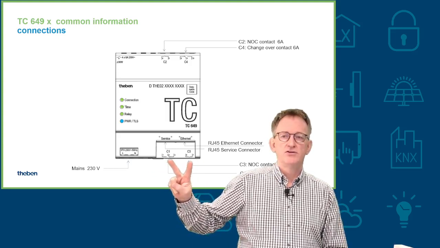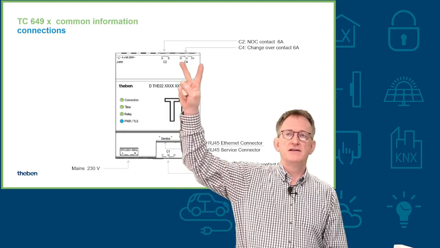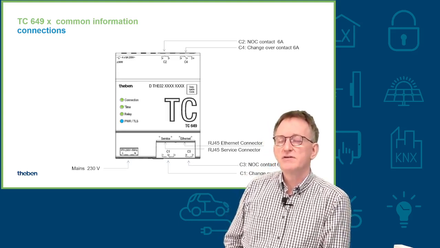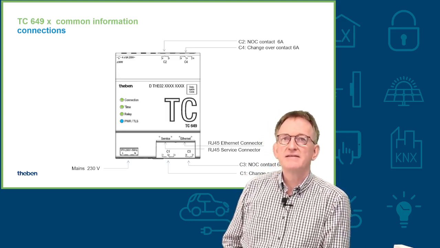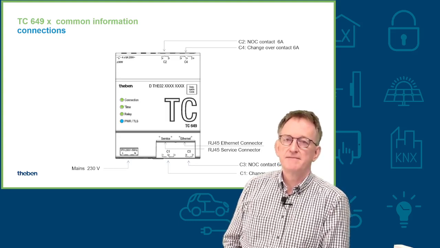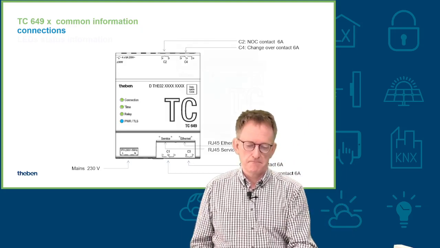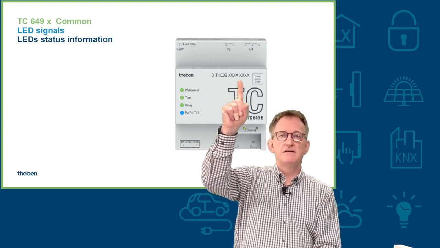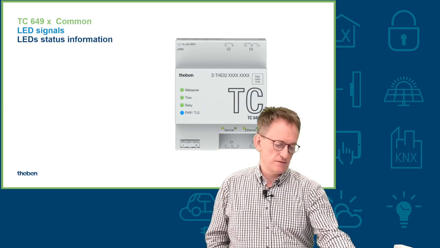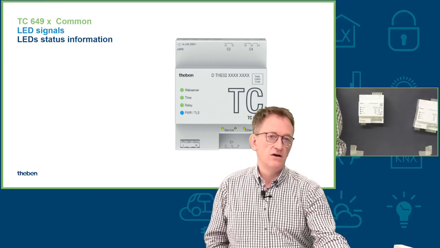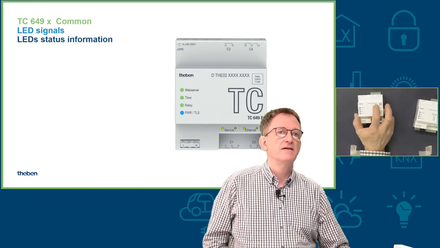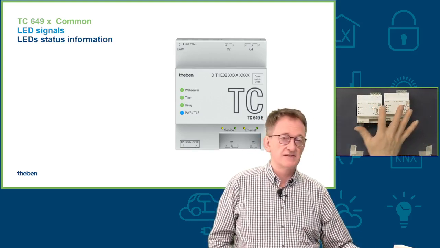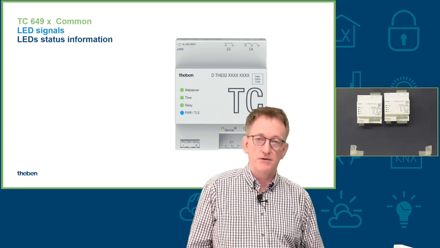Then we have here 2 switching contacts, here and here. So overall 4 contacts: 2 normally open contacts, and 2 changeover contacts. Very important also, you see here the serial number of the device itself. You can also see it here on the live device. That's in here. That's the serial number of each device. So each device has its own serial number.